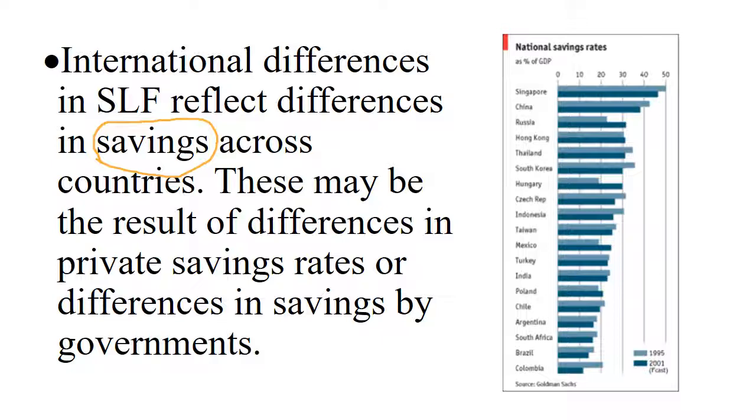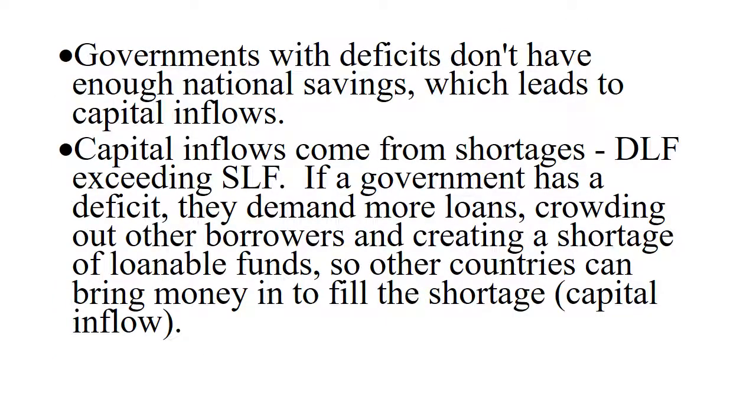Countries that run a deficit year after year after year are not saving. Countries that have surpluses, their governments are saving money, and they have more saved away, and they wouldn't need as many loans in the future. Now, governments with deficits are not doing national savings. Remember, private savings is savings by households, national savings is savings by the government. If the government has a deficit year after year after year, then they need other people to loan them money to make up for that deficit. So people from other nations can send money in to meet that demand, which leads to capital inflows.